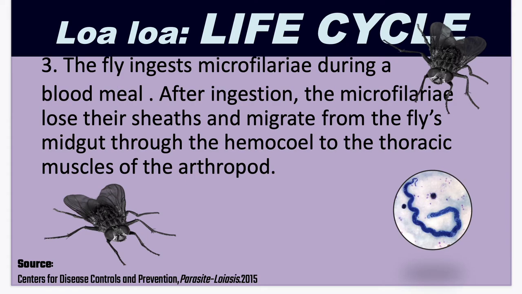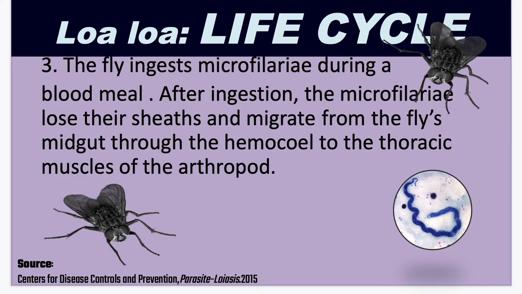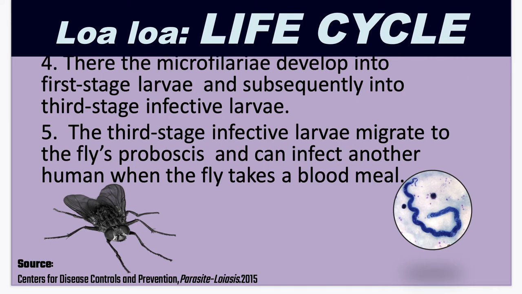So when the flies ingest the microfilariae during a blood meal, that is the fly stage. After ingestion, the microfilariae lose their sheaths and migrate from the fly's midgut through the hemocoel to the thoracic muscles of the arthropod. And there, the microfilariae develop into first stage larvae and subsequently into third stage infective larvae.